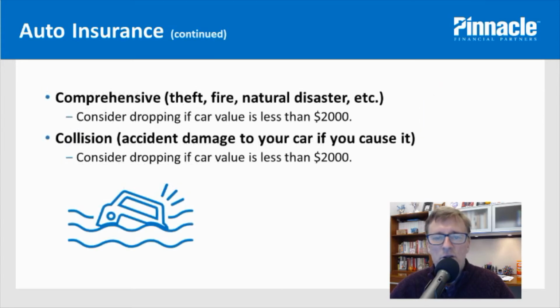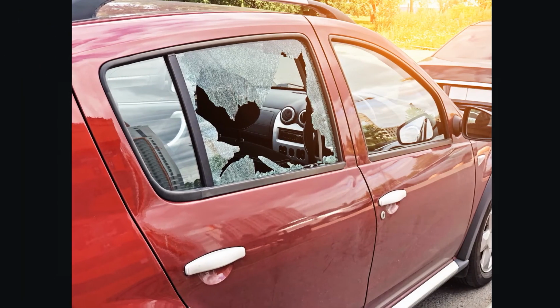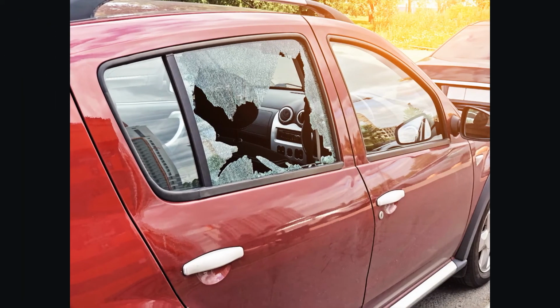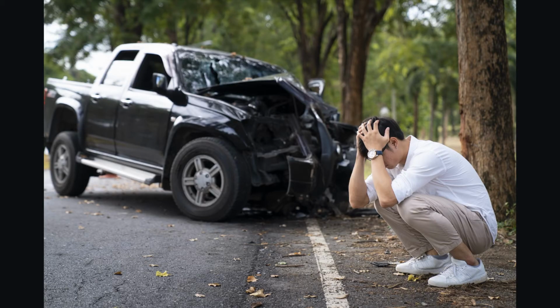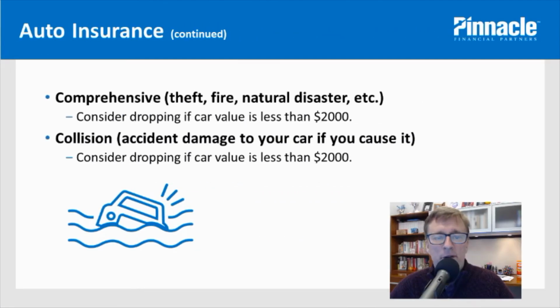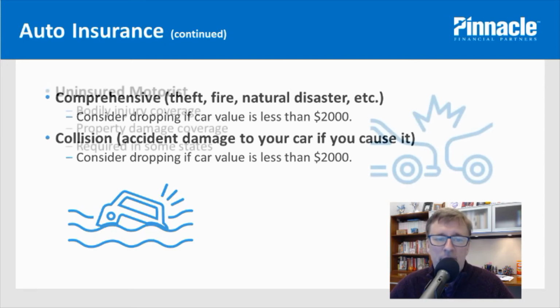Comprehensive and collision auto insurance is often referred to as full coverage. Comprehensive covers against theft, fire, and various types of natural disasters. Collision covers accident damage to your car if you cause the accident. Many experts recommend that you consider dropping these if your car's value is less than $2,000, simply because the cost of the premiums might not justify the limited amount of money you would get if you filed a claim.